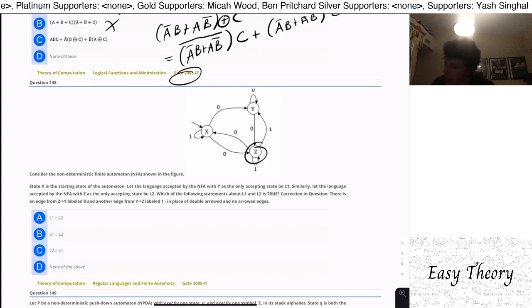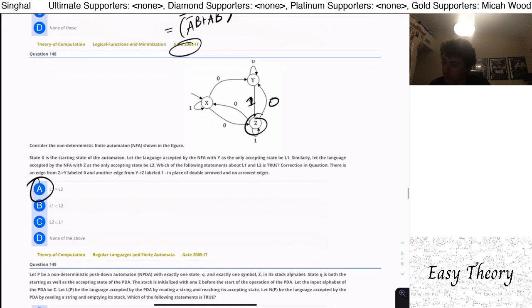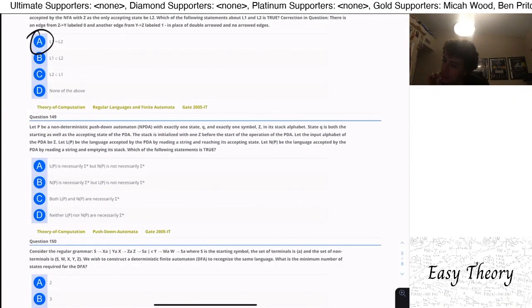Correction in question. There's an edge from Z to Y labeled 0. Okay. And from Y to Z labeled 1, in place of double arrowed or no arrowed edges. Oh, Y and Z are the same state in some sense. Yeah, because their outputs go to the same place. So they're the same language. Okay, so that's pretty good.